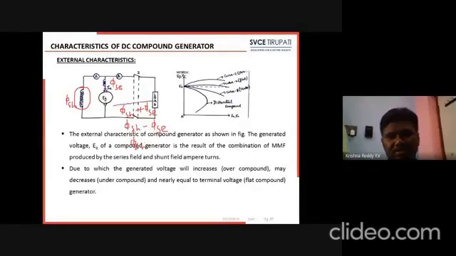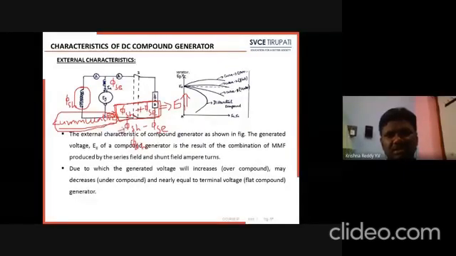Now in this case, the flux is high. As the flux increases, the induced voltage increases. It is a cumulative compound generator. When the shunt field winding flux and series field winding flux are both in an additive manner, then it is a cumulative compound generator. When the shunt field winding flux and series field winding flux are in a subtractive manner, it is a differential compound generator.